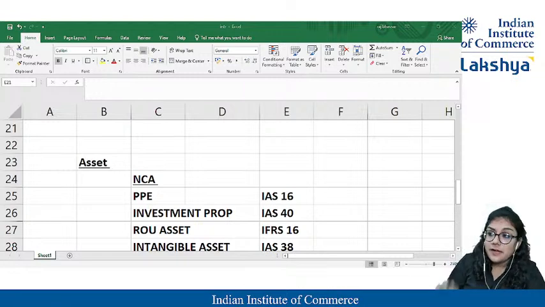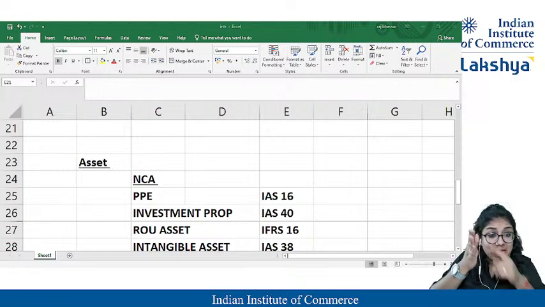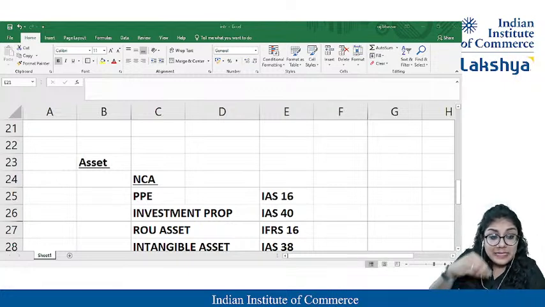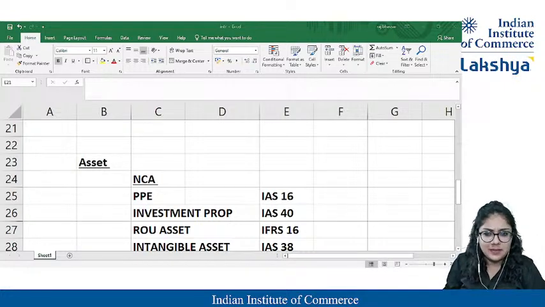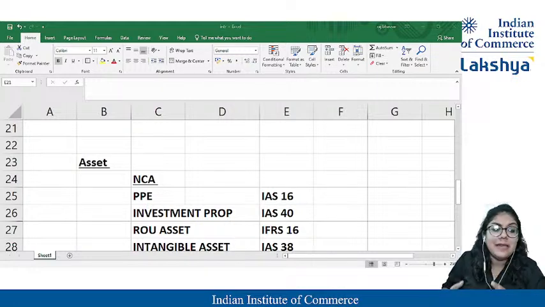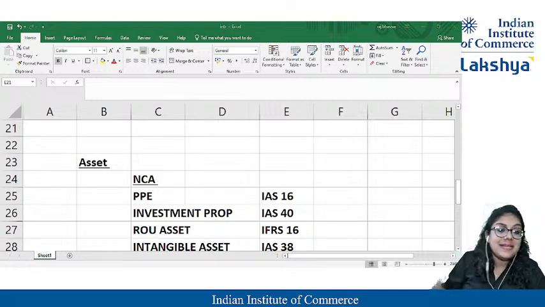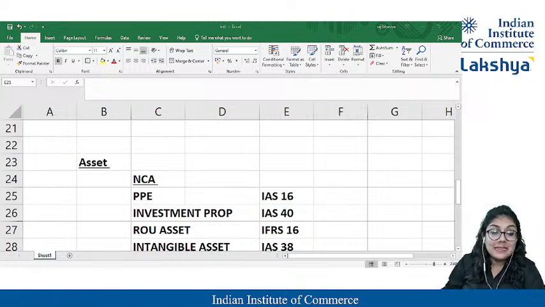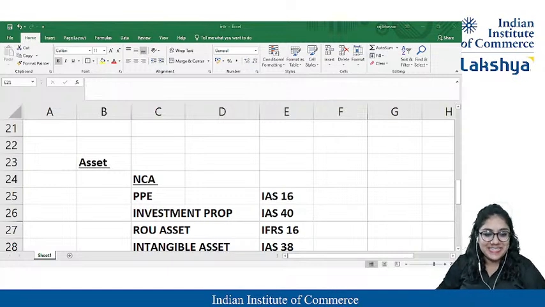And in case after my reporting period is over, and before the financial statements are approved, if there is an event happening which is giving me further evidence, then those are known as adjusting events, and some could be non-adjusting events. So that is something which we have learned in events occurring after the reporting period. Even that is to be taken care of.